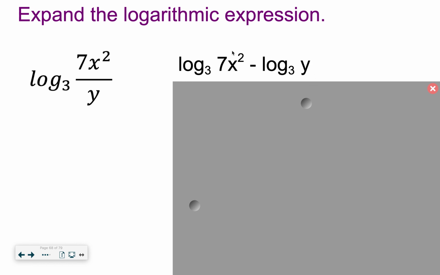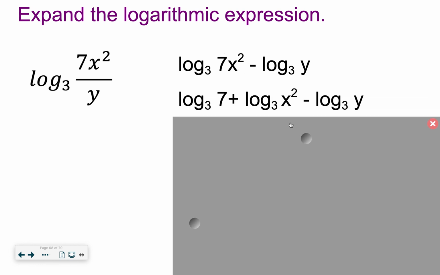Okay, now I can separate my 7 times x squared, and it's a product, so I'm going to separate it with addition. So add in another log, right? So log of 7 plus log of x squared minus log of y. And then last, and it should be the last thing you do, is take care of this power. Hopefully you didn't think to do that up here, because if you bring the 2 out up here, then you're saying that all of this is squared, but only the x is squared. So that is really critical.